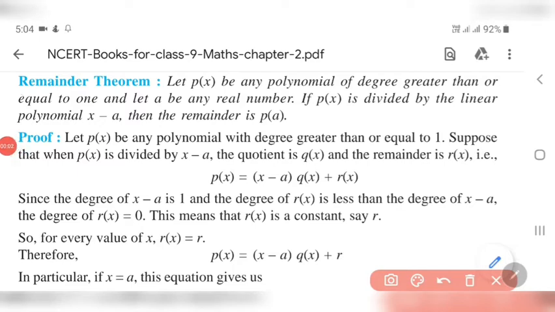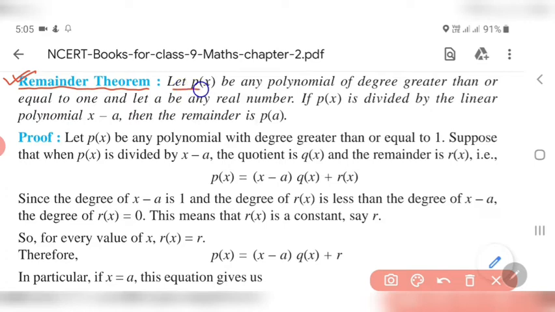Student, today we are going to learn the topic of remainder theorem. You have already learned in lower class how we can divide any type of algebraic expression, correct? But here we are not going to solve it as long division. Instead, we are going to learn the remainder theorem just to find out the remainder, correct?